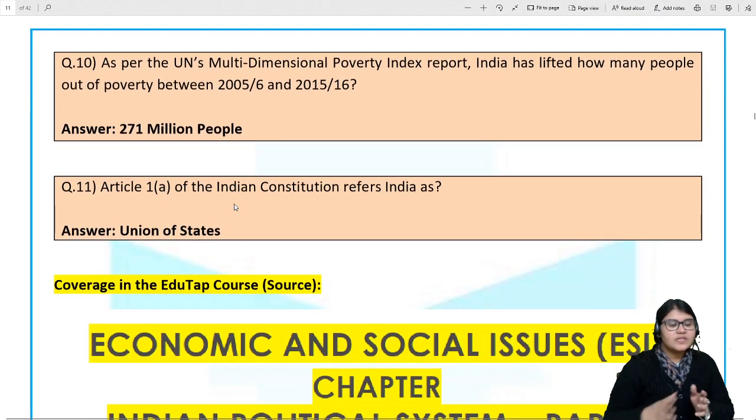Next, as per the UN's multidimensional poverty index report, India has lifted how many people out of poverty between 2005-6 and 2015-16? The answer is 271 million people.